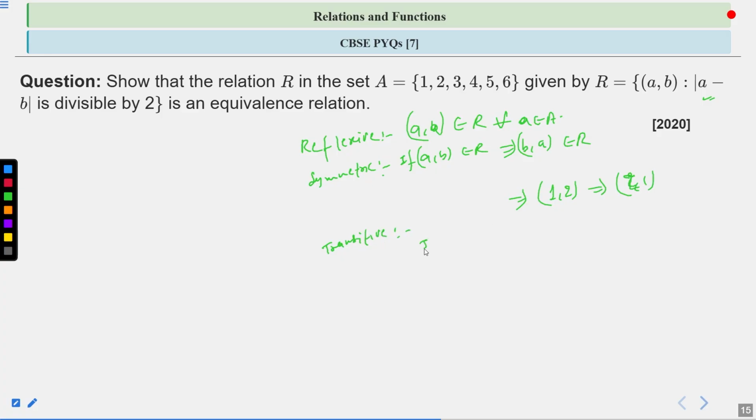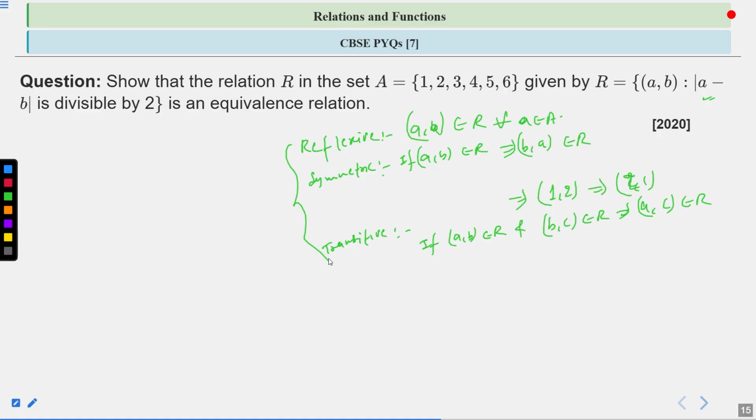And what is the condition of transitivity? If (a, b) belongs to R and (b, c) belongs to R, this implies (a, c) must belong to R. Clear? This is needed for the relation to become a transitive relation. So all the three conditions must be satisfied for the relation to become an equivalence relation, right?